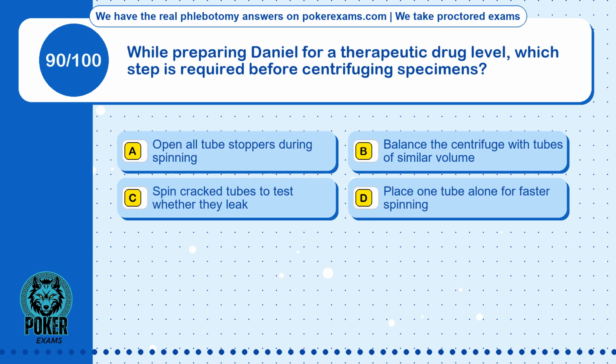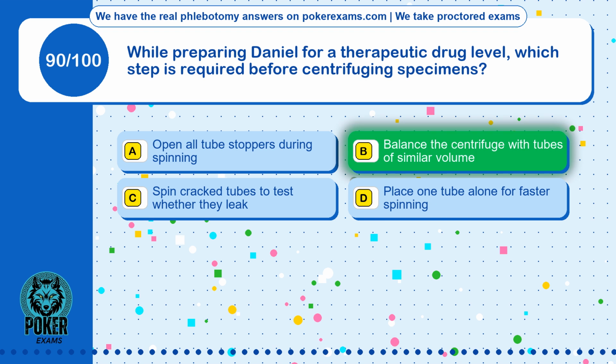Question 90. While preparing Daniel for a therapeutic drug level, which step is required before centrifuging specimens? Option A, open all tube stoppers during spinning. Option B, balance the centrifuge with tubes of similar volume. Option C, spin cracked tubes to test whether they leak. Option D, place one tube alone for faster spinning.